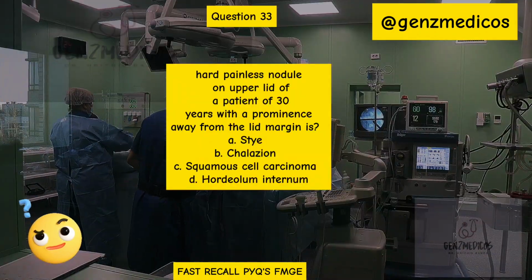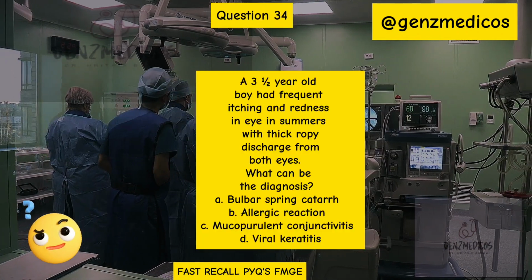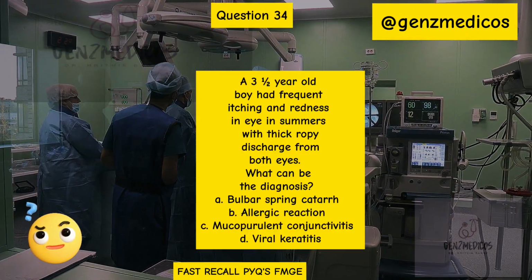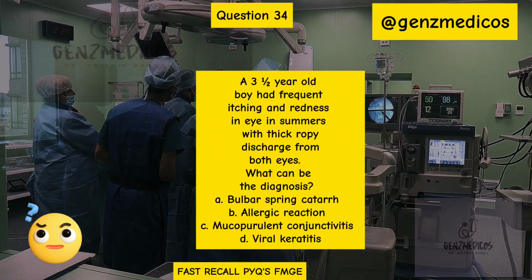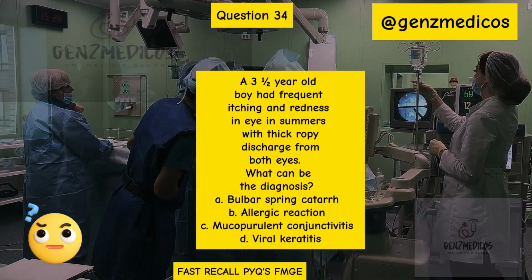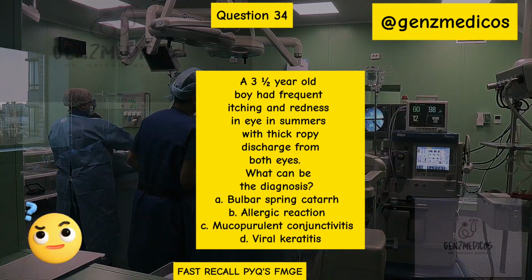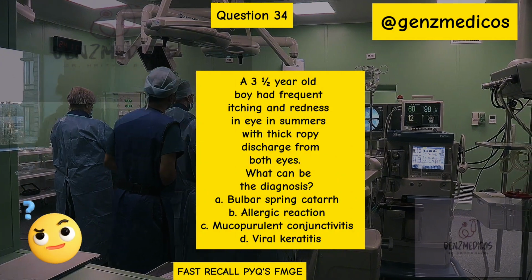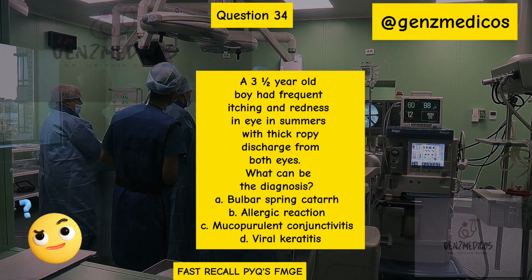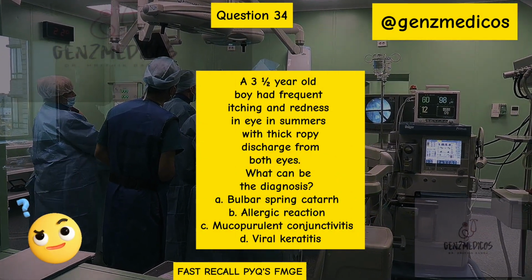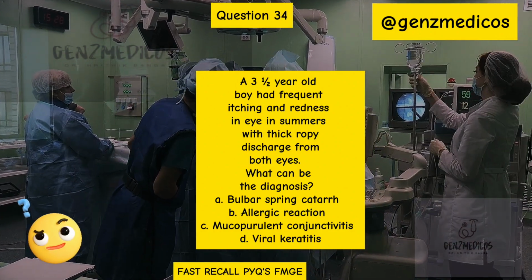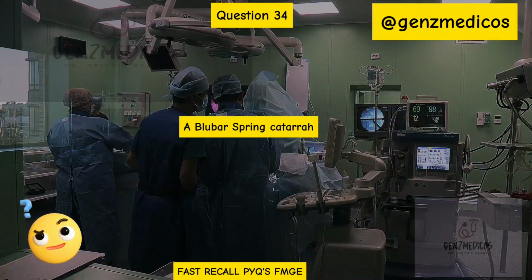Chalazion. A 3-year-old boy had frequent itching and redness in summers with thick ropey discharge from both eyes. What can be the diagnosis? A. Vernal spring catarrh, B. Allergic reaction, C. Mucopurulent conjunctivitis, D. Viral keratitis. Vernal spring catarrh.